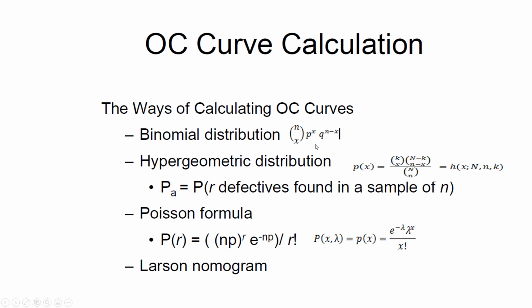This is the probability distribution function for the binomial distribution. N is the sample size, X is the number of defects, so 0 defect, or rejection rate, 1 reject, 2 defective, 3 defective. This is the probability of success and this is the probability of failure. P is the accepted probability and Q represents the failure probability. So this is the binomial probability distribution.